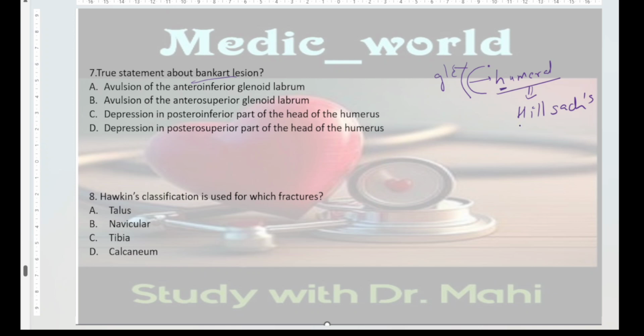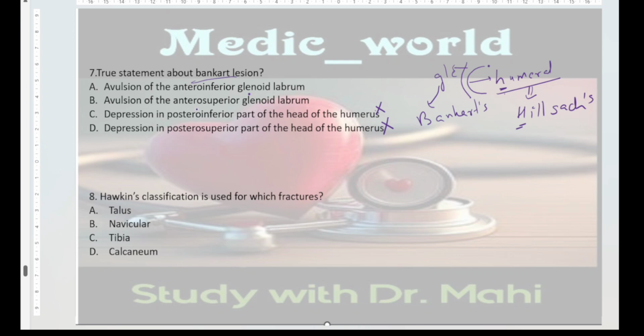H and H stays together. Humeral head has Hill-Sachs lesion and the other one, that is Bankart's lesion, is present in the glenoid labrum. So we can eliminate two options from here only. Bankart lesion means it is in the glenoid labrum. So the third and fourth option is cancelled.